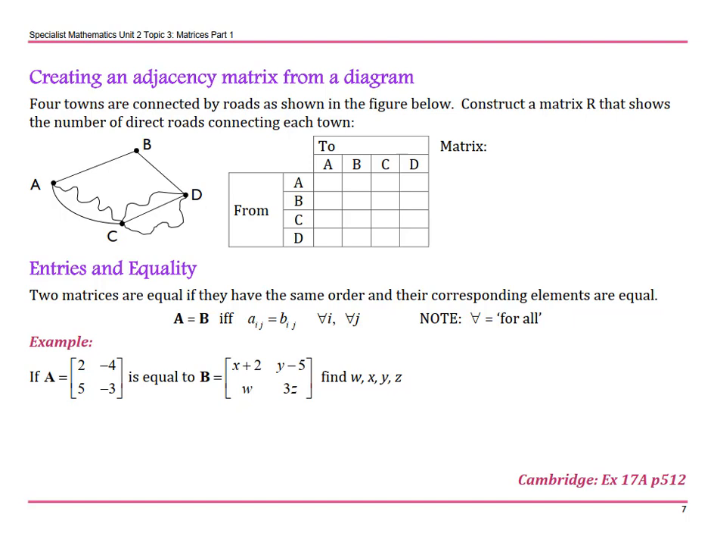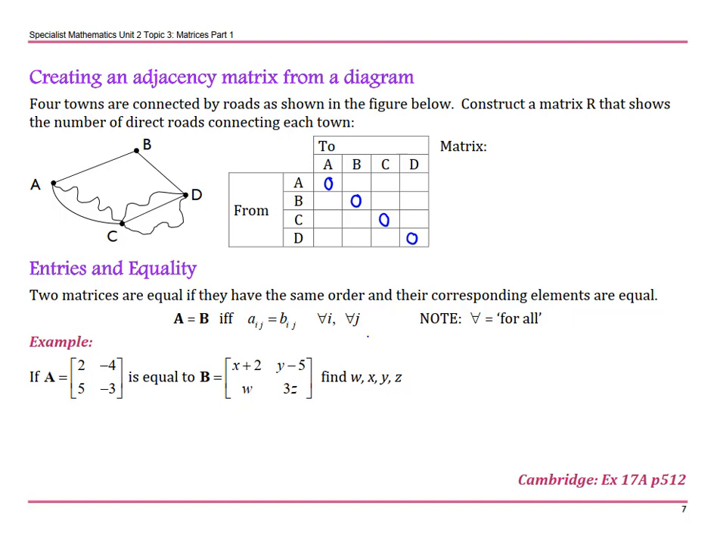Now, creating an adjacency matrix from a diagram. 4 towns are connected by roads as shown in the figure below. Construct a matrix R that shows the number of direct roads connecting each town. First, we're going to have 0s for A to A, B to B, C to C, and D to D. So that's a good one to start with.